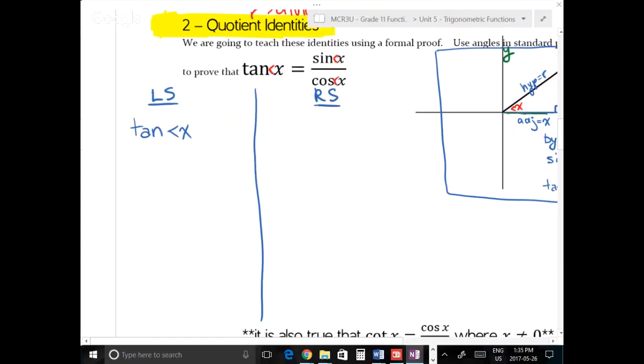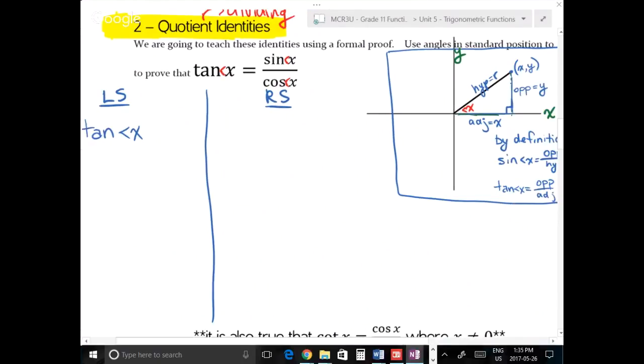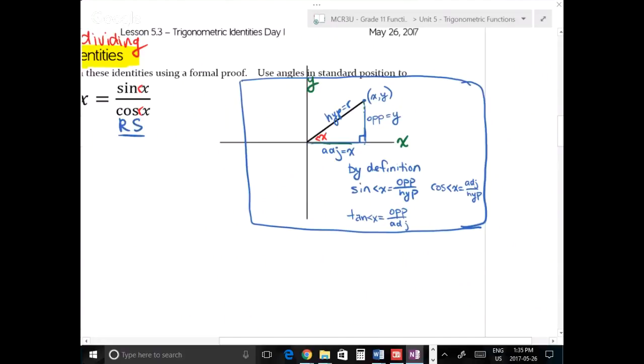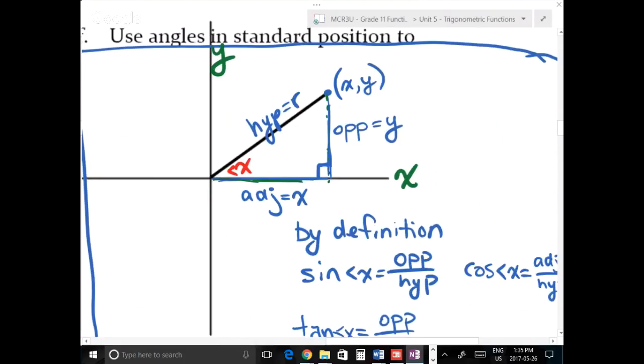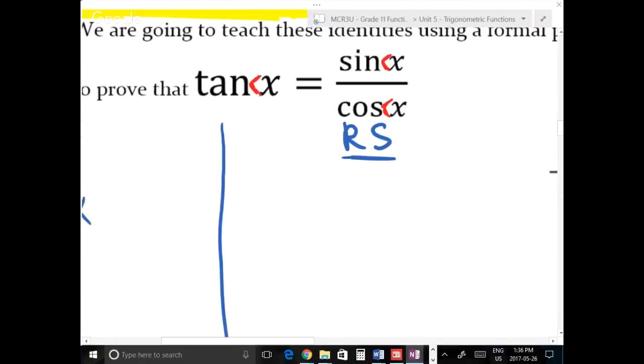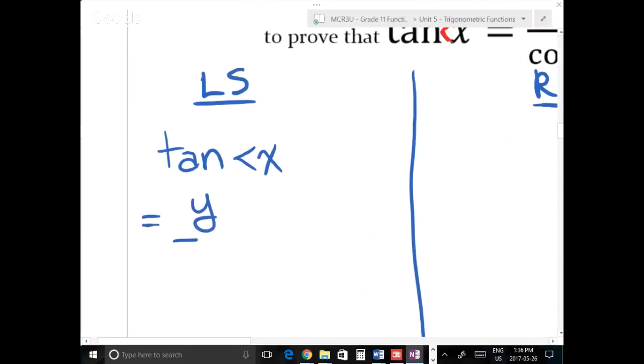So that's already simplified. But this proof's a little different than the other ones. Let's go to our triangle. Based on this triangle, tangent is y over x. Good. So let's say that that is equal to y over x. Now that is as simple as we're going to get, isn't it? It's two letters, plainly and simply there. So that is where we're going to end here.